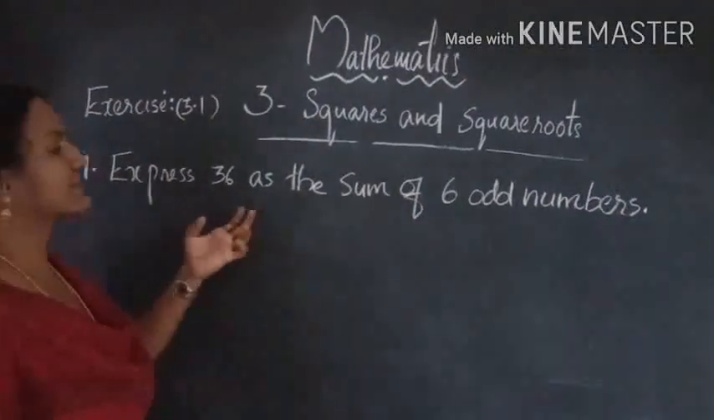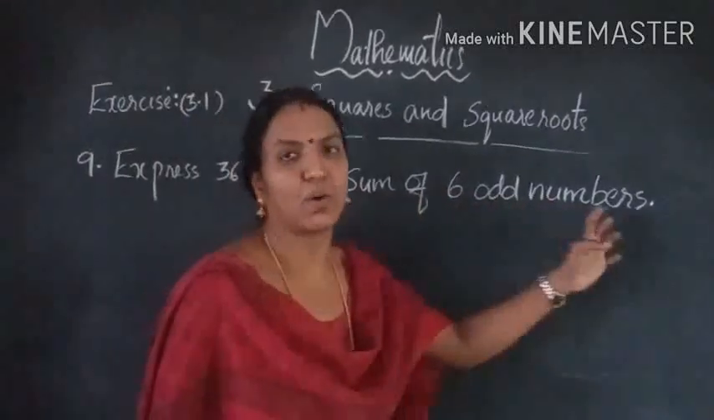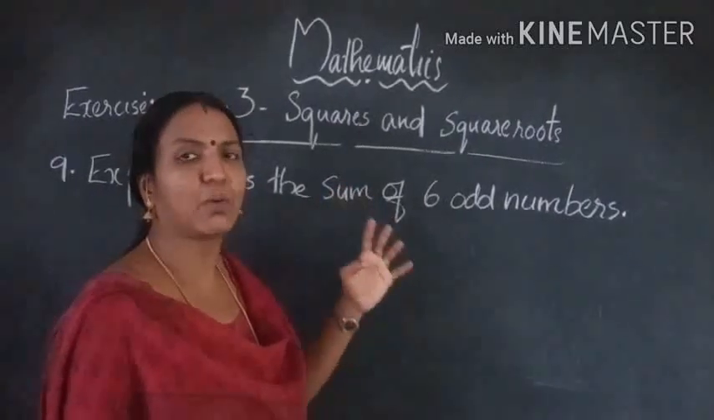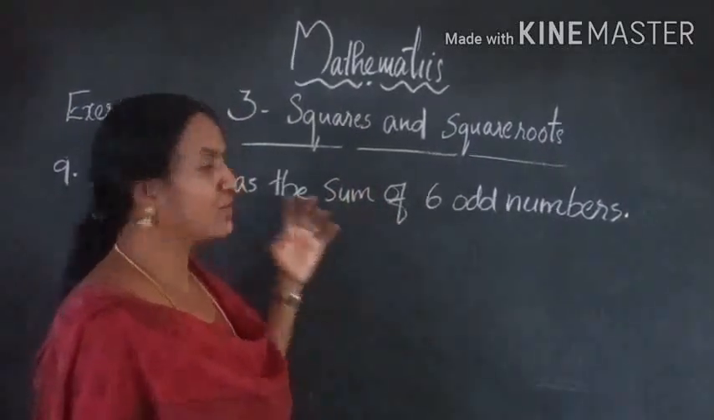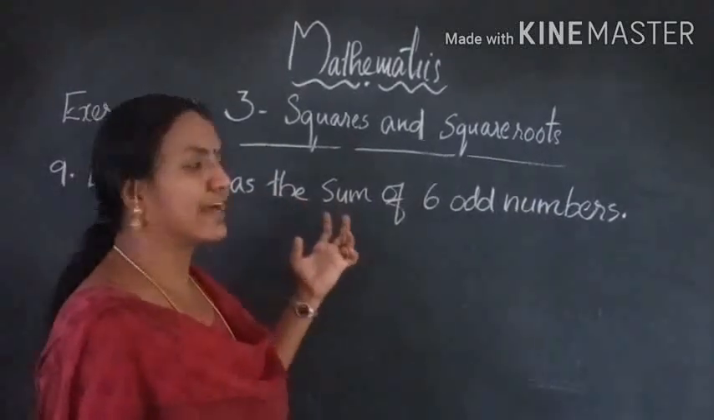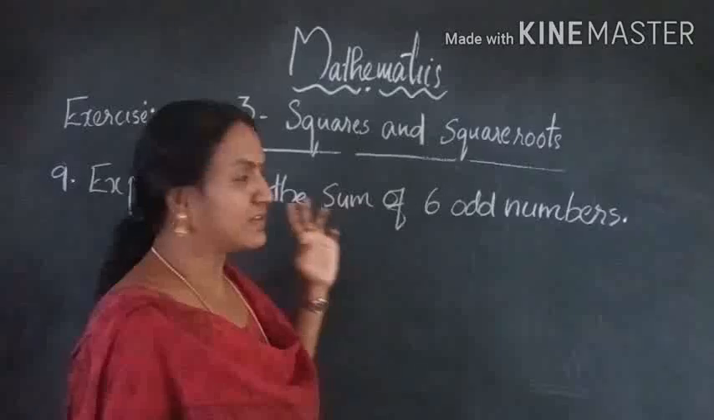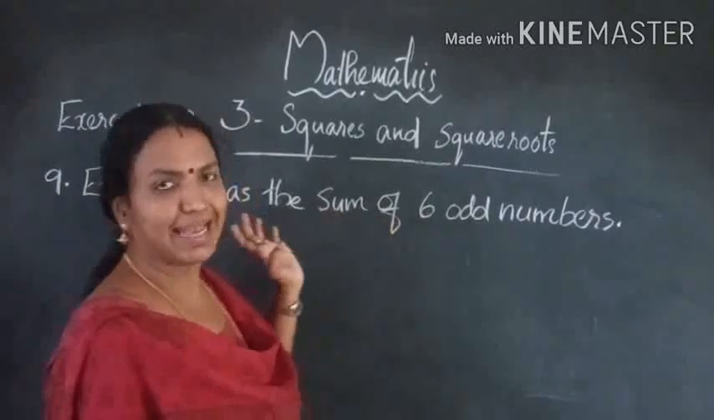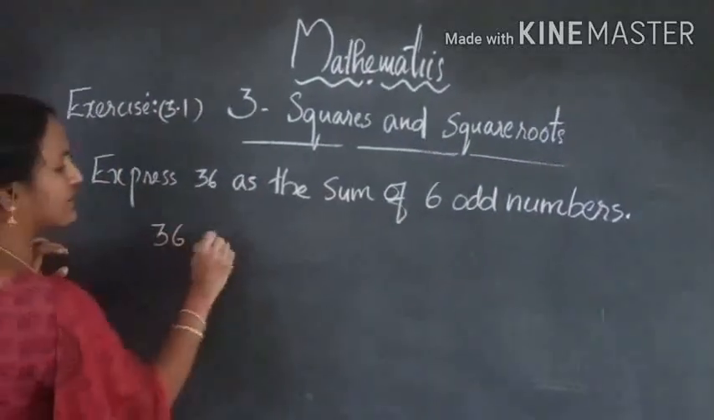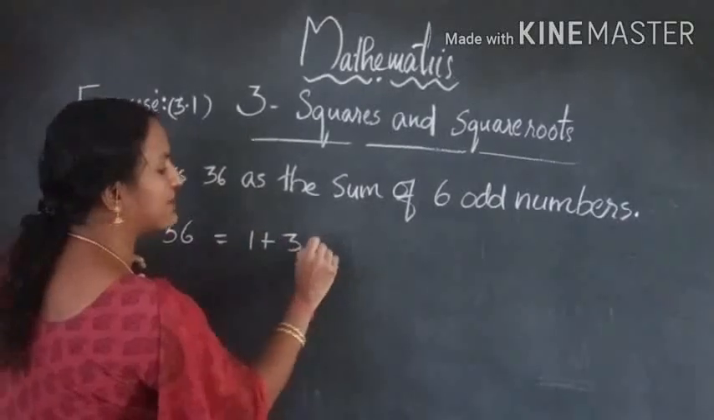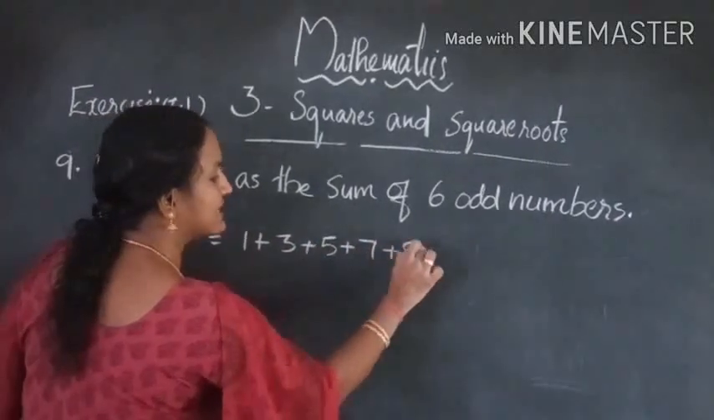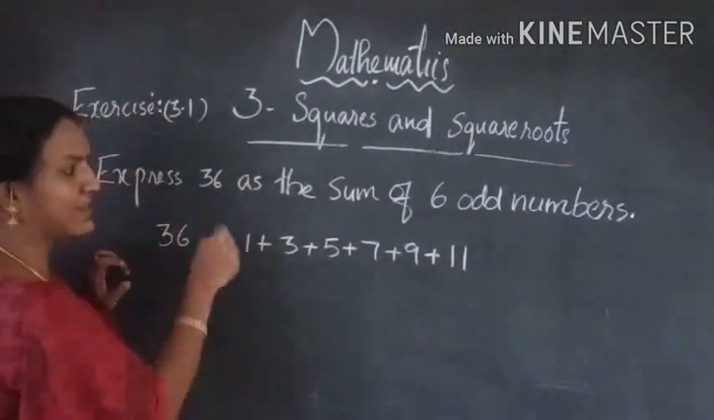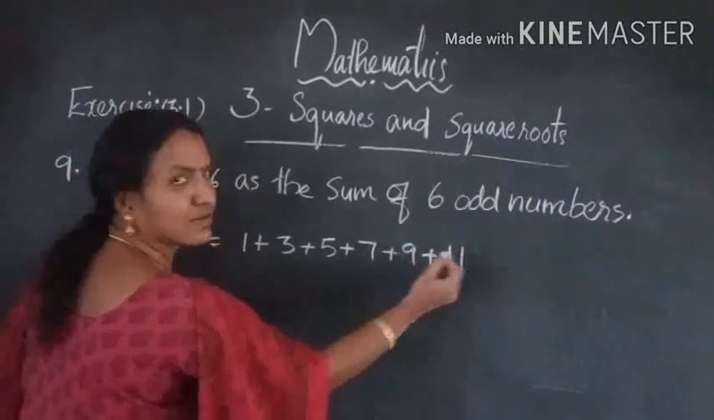Next one, express 36 as the sum of 6 odd numbers. We have already learned the sum of the first A odd numbers is A square. So we have to express 36 as the sum of 6 odd numbers. 36 is equal to 1 plus 3 plus 5 plus 7 plus 9 plus 11. 1, 2, 3, 4, 5, 6. So 36 can be expressed as the sum of the first 6 odd numbers.